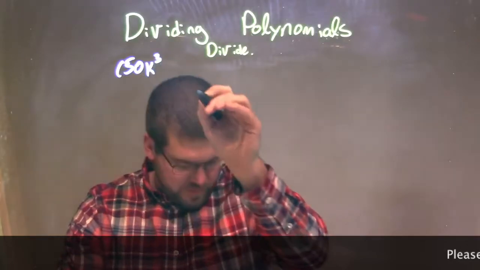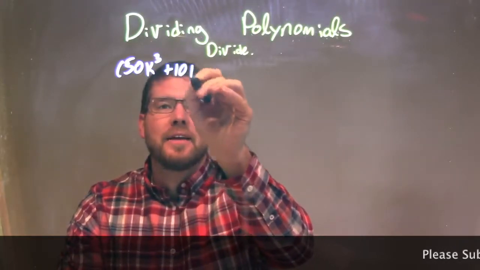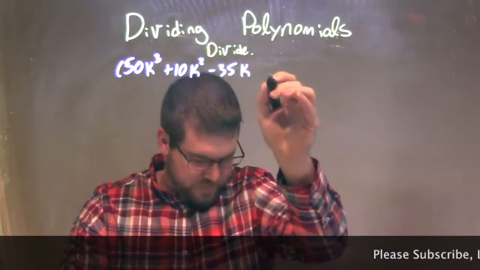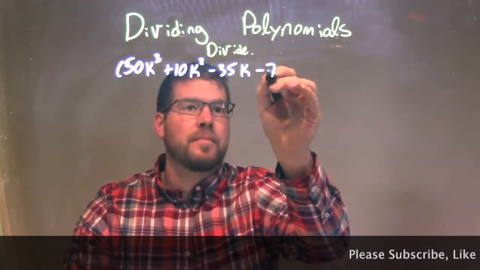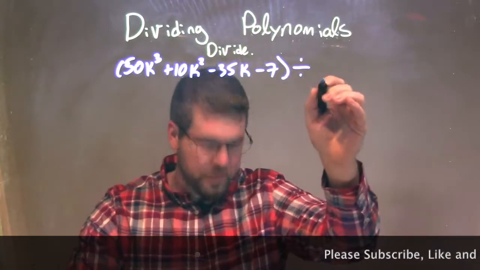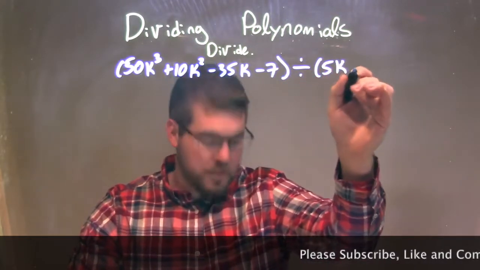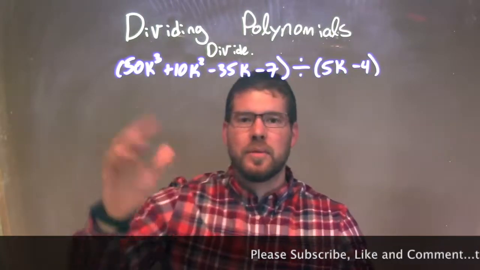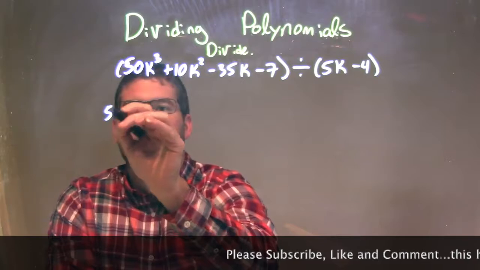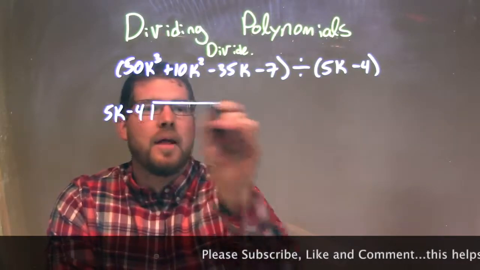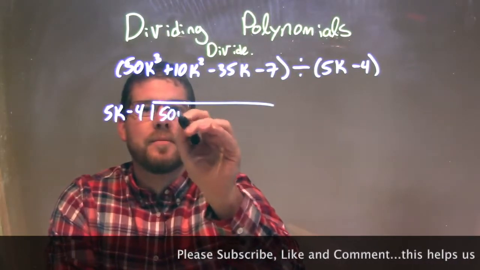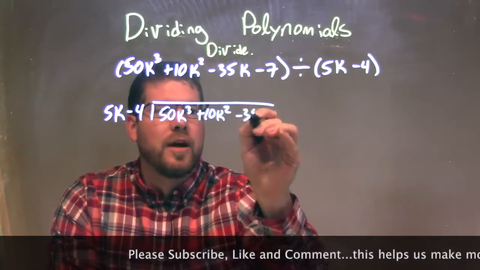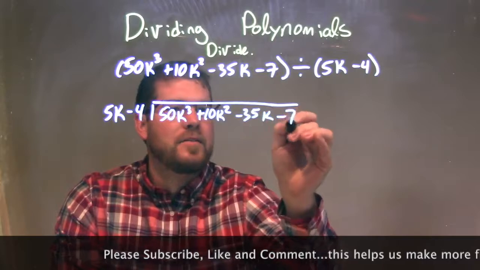50k to the third plus 10k squared minus 35k minus 7 divided by 5k minus 4. Okay? Well, I'm going to rewrite this to be long division. So I take my divisor, 5k minus 4, and that's going to go into my dividend, 50k to the third plus 10k squared minus 35k minus 7.